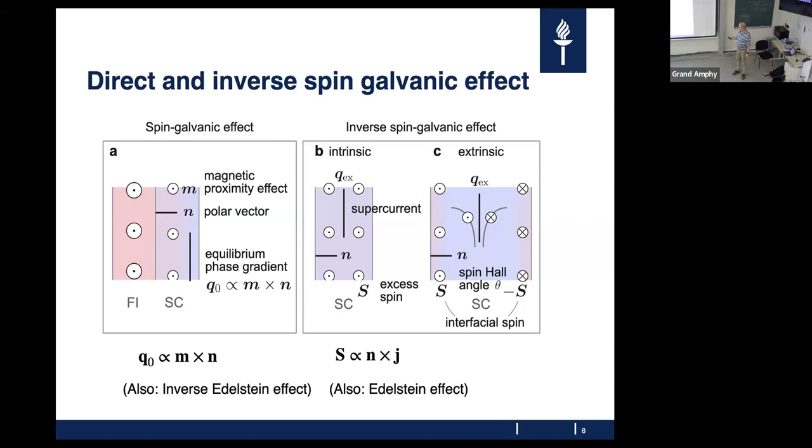Now there is the inverse galvanic effect, where there is a supercurrent. There is again this polar vector, and this supercurrent then creates a spin that is proportional to the vector product of these two vectors. There are two versions of this depending on what type of spin-orbit coupling you have in the system. There can be intrinsic spin-orbit coupling such as Rashba that you would have in thin films or in 2D superconductors. In this case, you just have this excess spin everywhere in this wire.